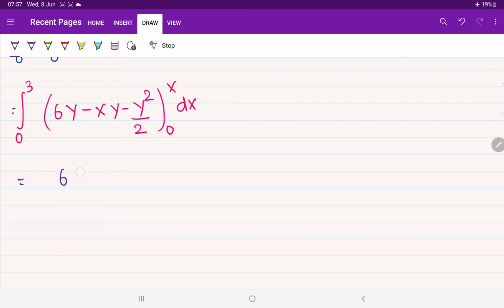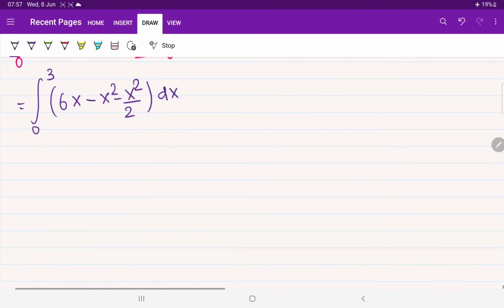6, upper limit will become x. So, 6x minus x square minus x square by 2. If we substitute the lower limit, then the whole value will become 0. So, I am not going to consider it, just skip it. 0 to 3.